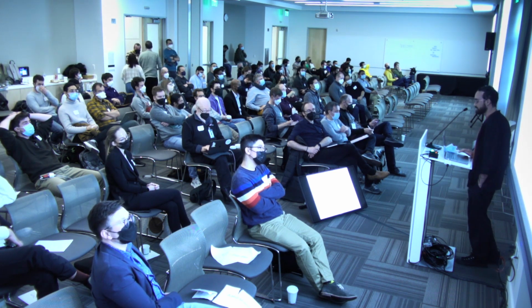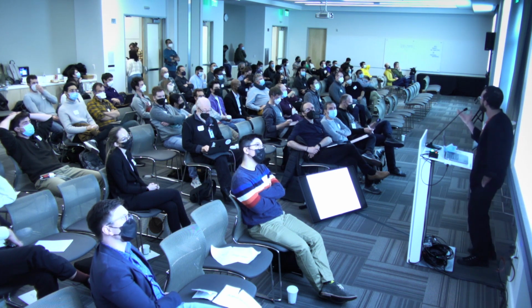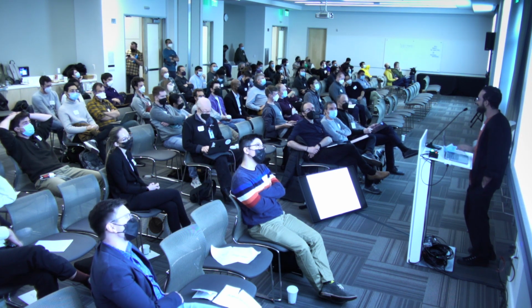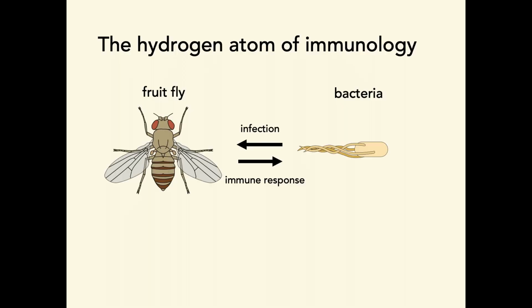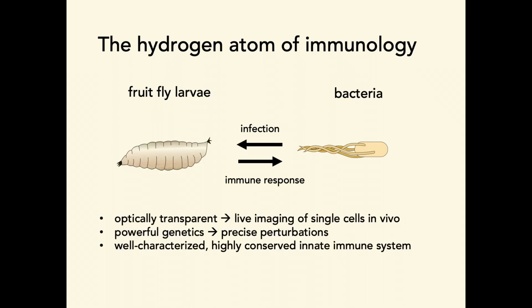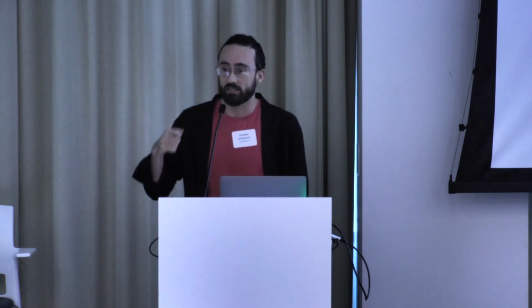So that's what got me interested in fruit flies. And so ripping off of Stefan from earlier here, this is my hydrogen atom of immunology, which is basically looking at systemic bacterial infections in fruit flies as a model of sepsis. In fact, I study fruit fly larvae because they are optically transparent. So this gives us the ability to do live imaging and just go in and watch immune responses in real time. And we can leverage the powerful genetic tools available to Drosophila to do precise perturbations and test our theories.